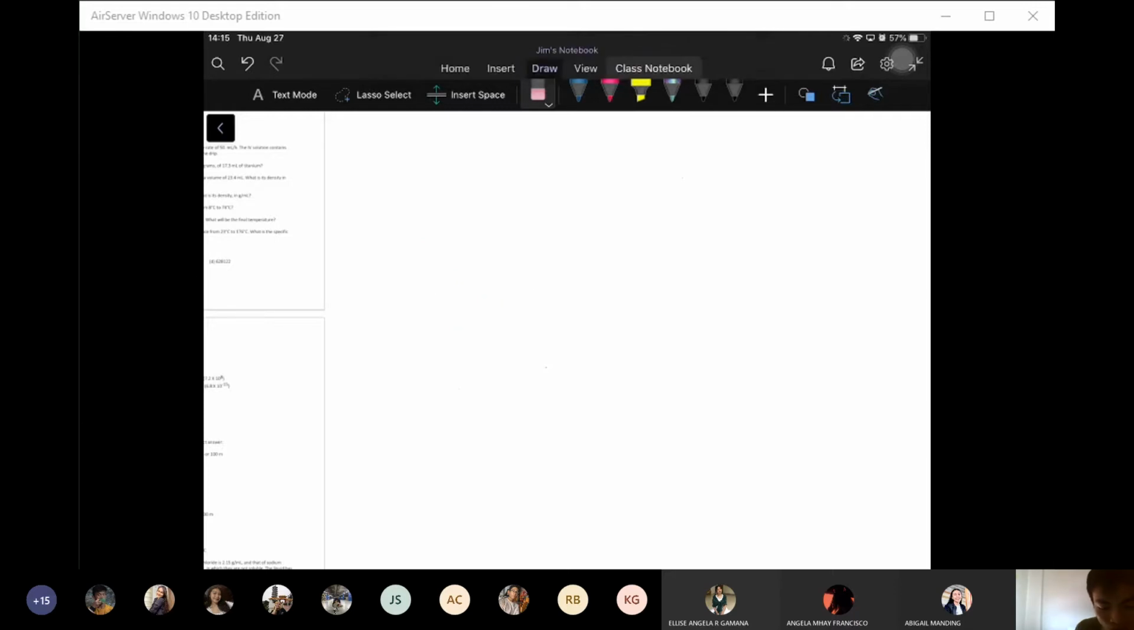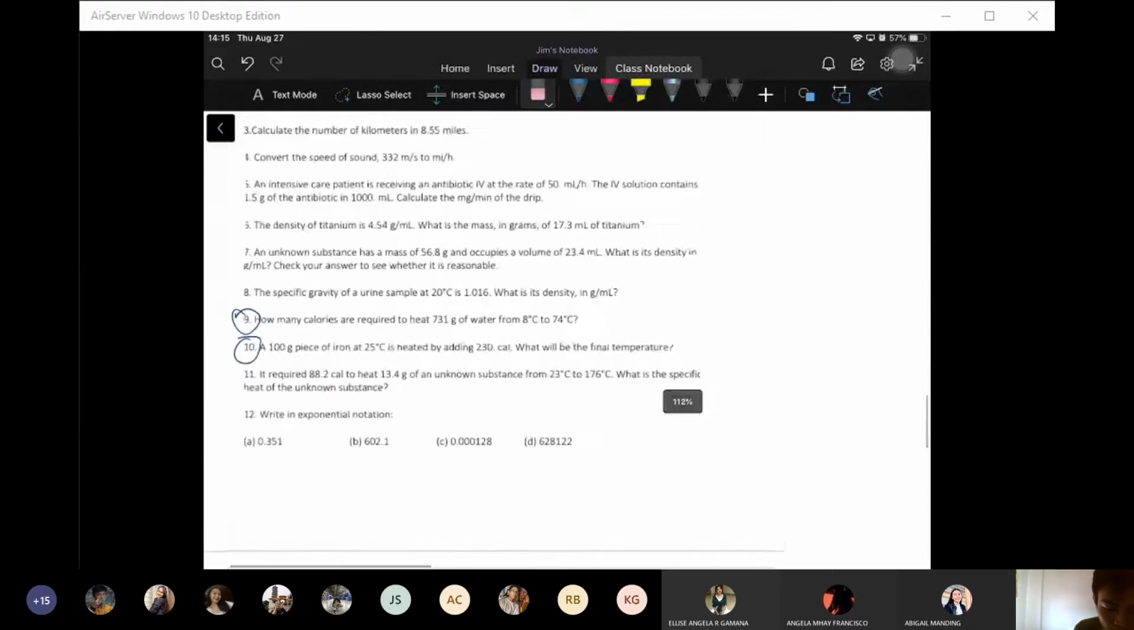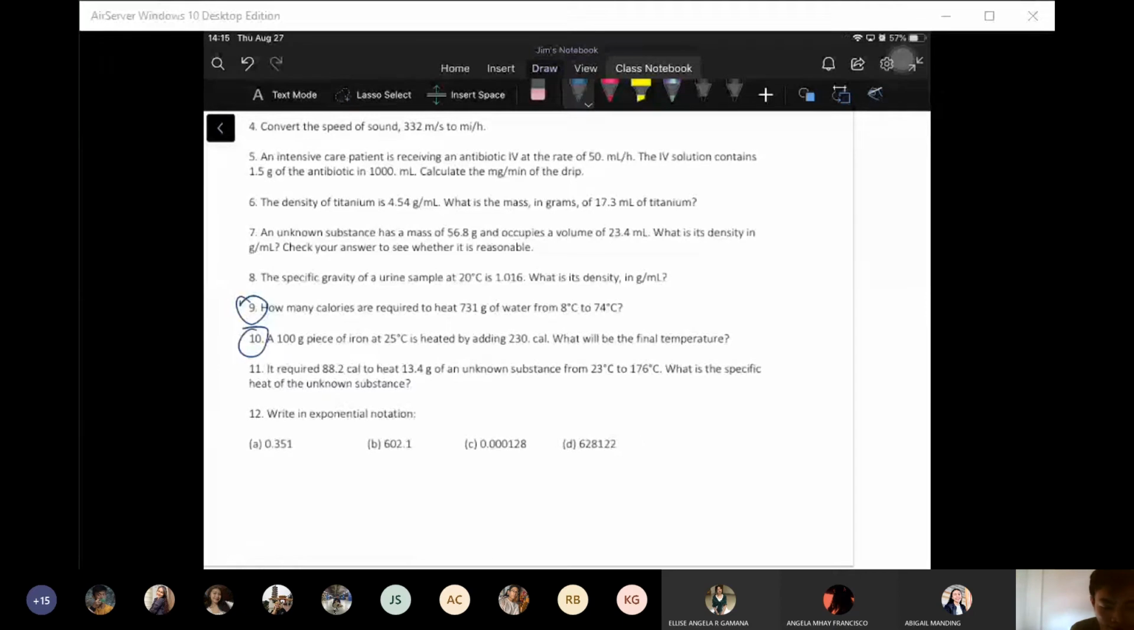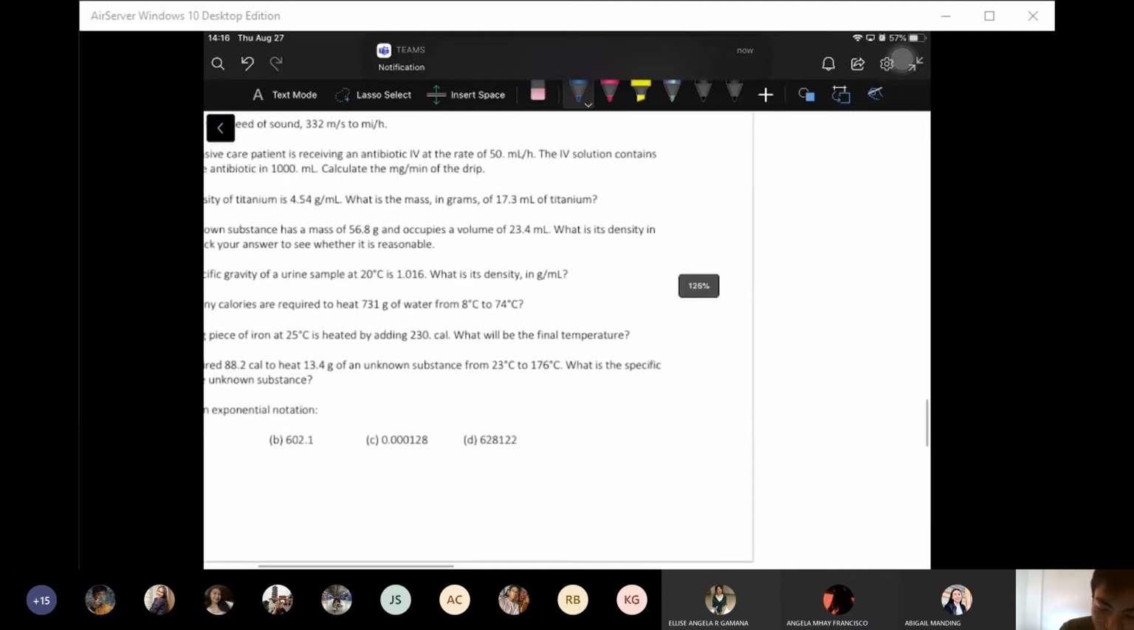Ayan. Sige, so start tayo with 10. So sabi dyan, a 100 gram piece of iron at 25 degrees Celsius is heated by adding 230 calories. What will be the final temperature? Sige. Okay, so to answer this, ano gagawin natin?